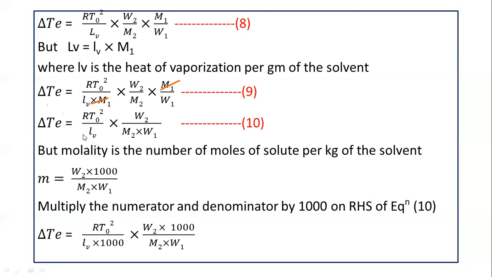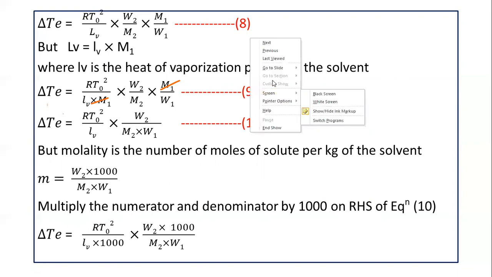Okay. Now let us introduce the term molality into this equation. So how it becomes, you can see the equation here. We reached equation 10, so delta TE is equal to RT0 square upon small lv into W2 upon M2 into W1. Okay, this is equation 10. Now let us introduce the term molality into this equation.